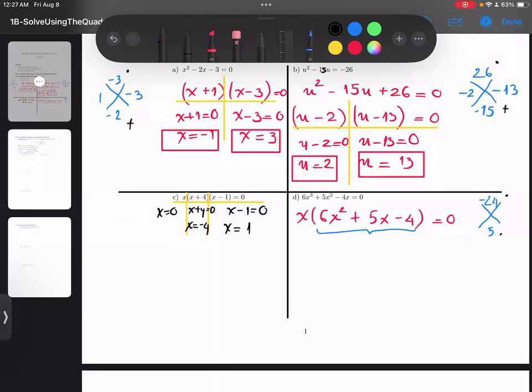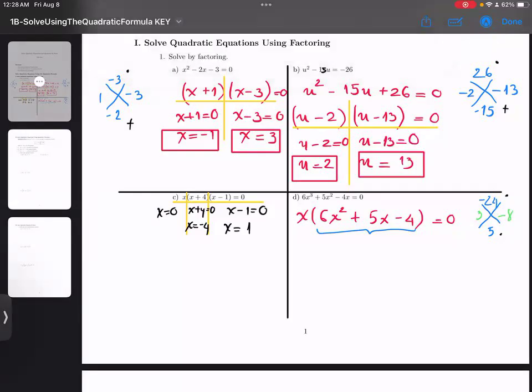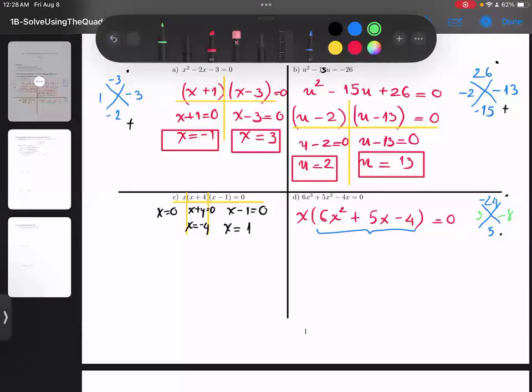Add to 5. Okay. So that will be... what is this? 3 and 8, right? Or more precisely, minus 3 and positive 8. Yeah. All right, so this will be x.